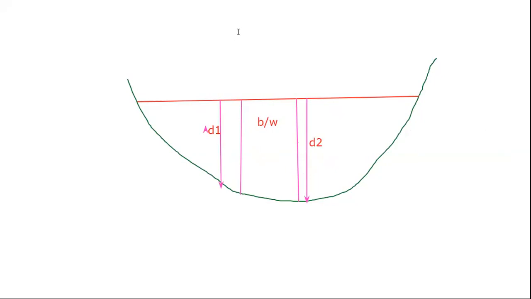Similarly, the velocities will also be measured. A velocity will be measured on this vertical, suppose that at point 2D, then point 8D, then similarly here also at the point 2D and point 8D we can say. So point 2D, 0.2 times D1, 0.8 times D1, 0.2 times D2, 0.8 times D2.